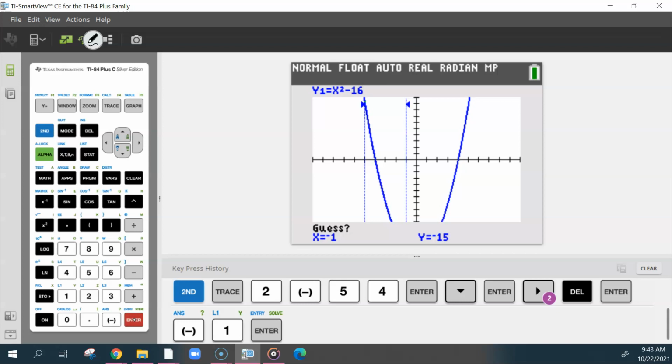After you have your left and right bounds, you should see these two triangles. The lines may be there, they may not. But that's saying it wants you to look between those two lines to find your x-intercept. After you put in your right bound, it's going to give you the option to guess. That's if you want to pinpoint where it is. You don't want to do that. You want the calculator to do the work. So you just hit enter again. And it tells you exactly what that x-intercept is. Negative 4, 0.